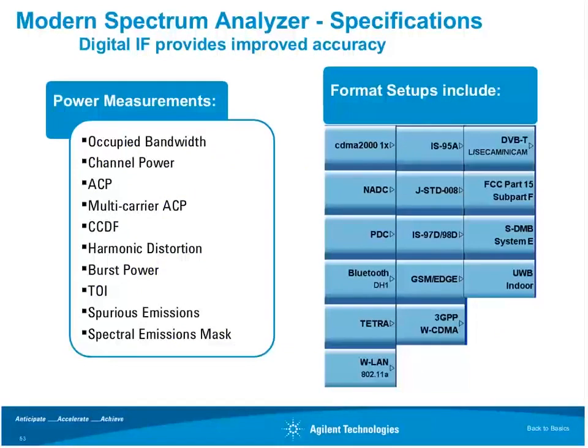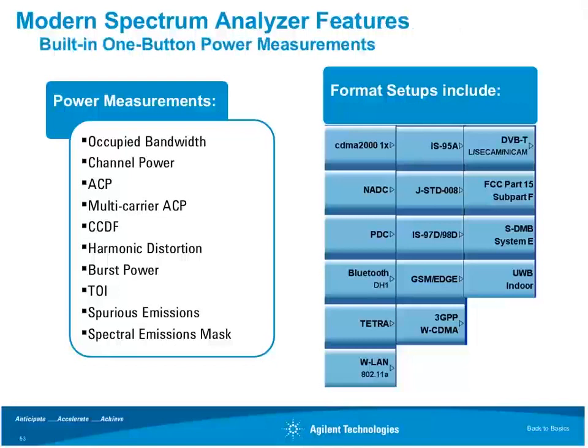Some other things that you can do now with the digital processing power is you can create a number of one-button measurements. So if I want to do things like occupied bandwidth, channel power, CCDF statistics, or harmonic distortion measurements, these now become very easy to build into the instrument, and by pressing a single button you can make that kind of measurement.